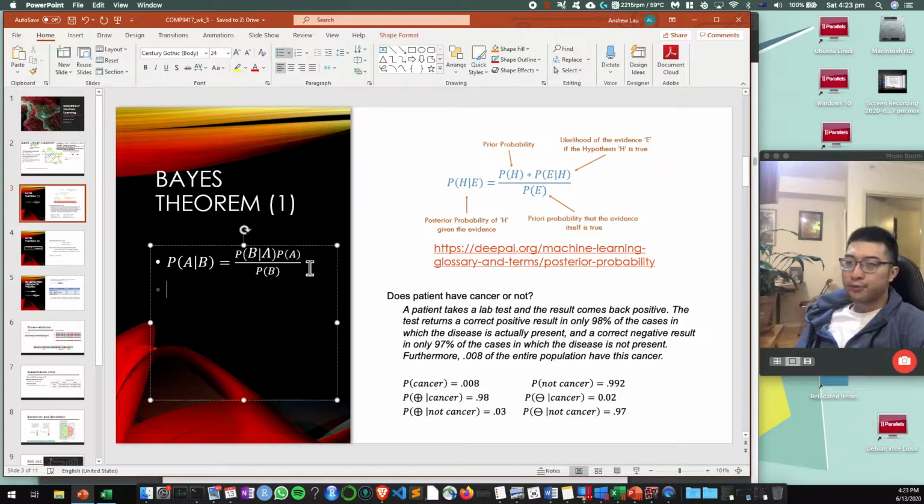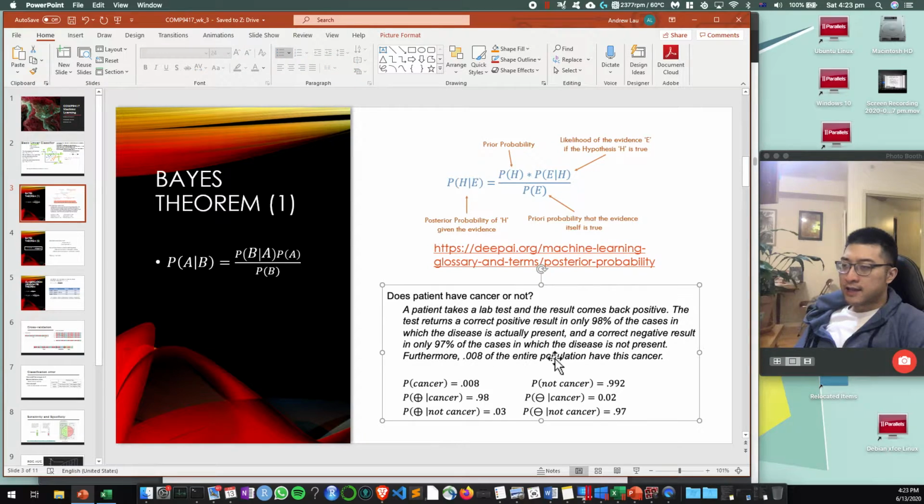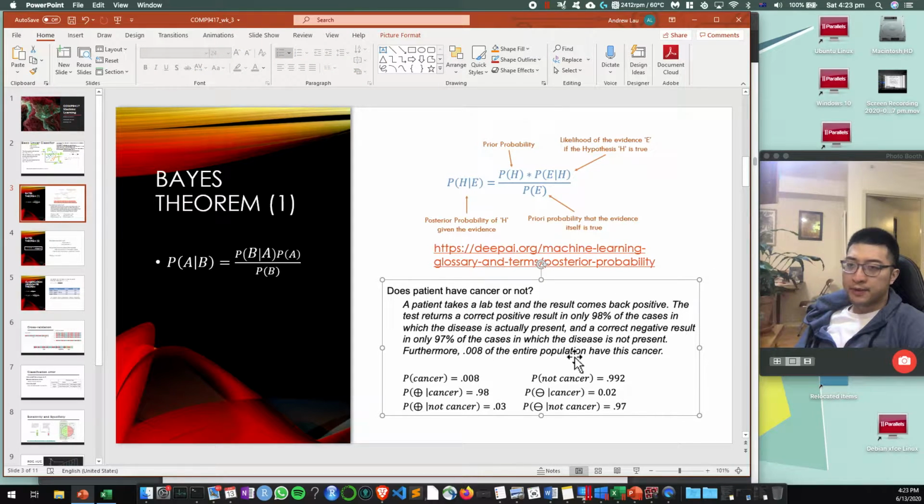I'm not going to go through the proof. If you're interested, you can Google it yourself. But it is useful in the context of classification. We can use this Bayes' theorem in order to generate a probabilistic classifier, right? So this is an example which comes up time and time again.